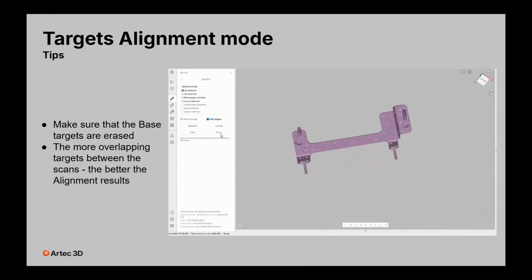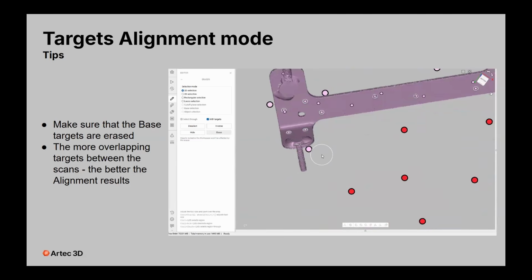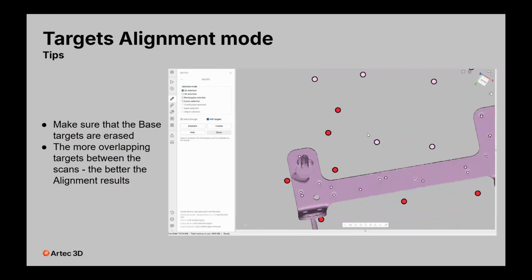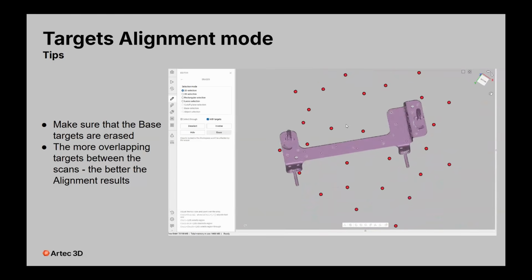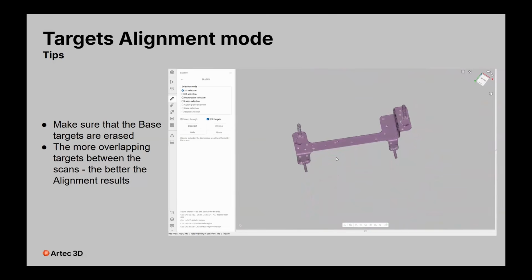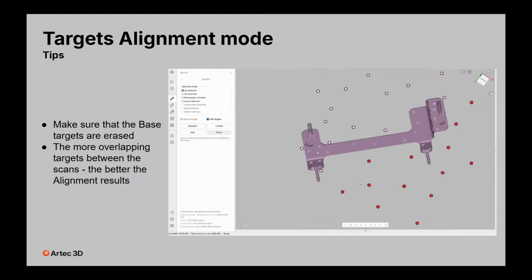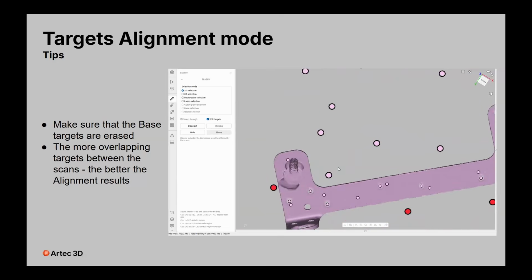So one more tip here is that you should always make sure that the base targets are erased in case you erased your base manually. When you're scanning small to medium objects, it is a common application to use a turntable in order to rotate your objects. And here you may apply the targets not only to the object itself, but to the base as well, for more reliable tracking and for the best scanning experience.